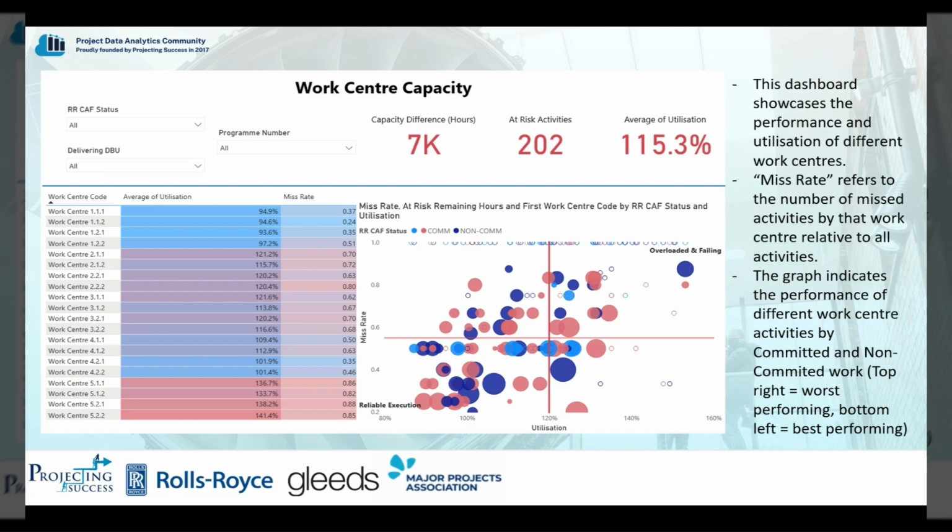At the top of the page, we summarize the overall system position. On average, work centers are operating at 115% utilization with a total 7,000 hour shortfall between forecast and actual capacity, and over 200 activities currently flagged as at risk. This indicates that delivery risk is not isolated but systemic. These can be broken down into individual work centers when clicking onto the table.